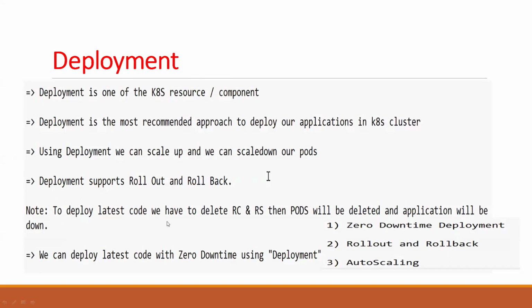To deploy the latest code, we have to delete the RC and RS. Then the pods will be deleted and the application will be down. Right, guys? The application will be down. So we can deploy the latest code with zero downtime using the deployment. By using deployments, we get zero downtime deployments, rollout and rollback, and auto scaling.